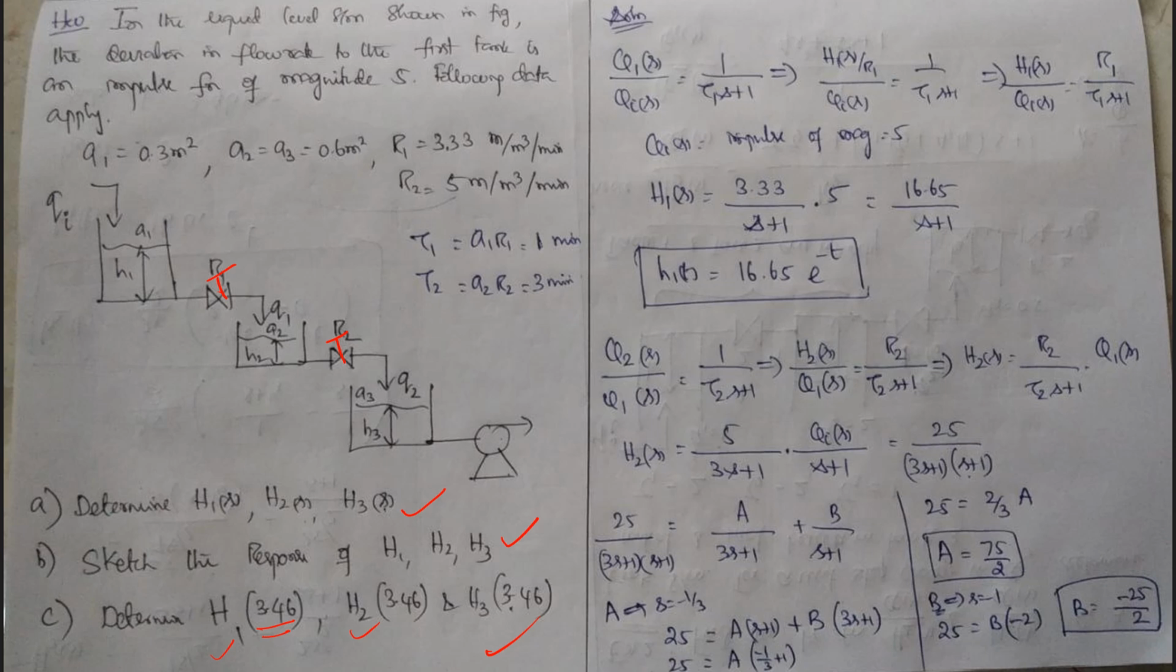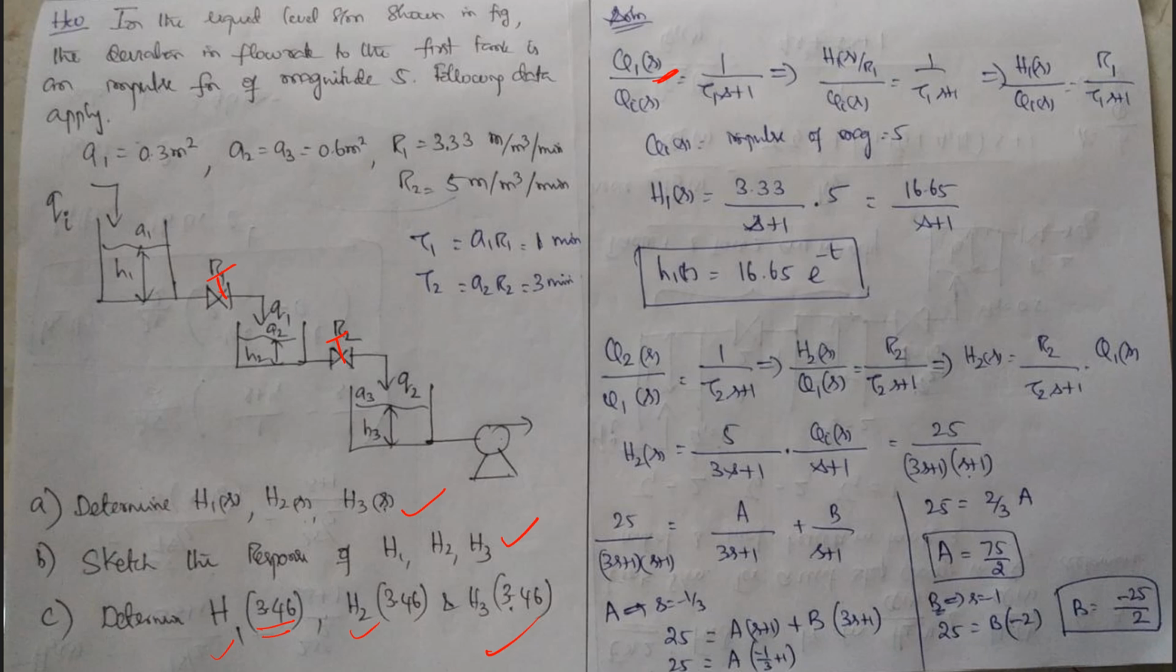So let us take the first tank. From the previous expression we have derived q1 by qi equal to 1 by tau 1 s plus 1. Since we need the h1 level, you have to replace q1 by h by r, so h1 of s by r1. So from this, h1 of s by qi of s equals r1 by tau 1 s plus 1.